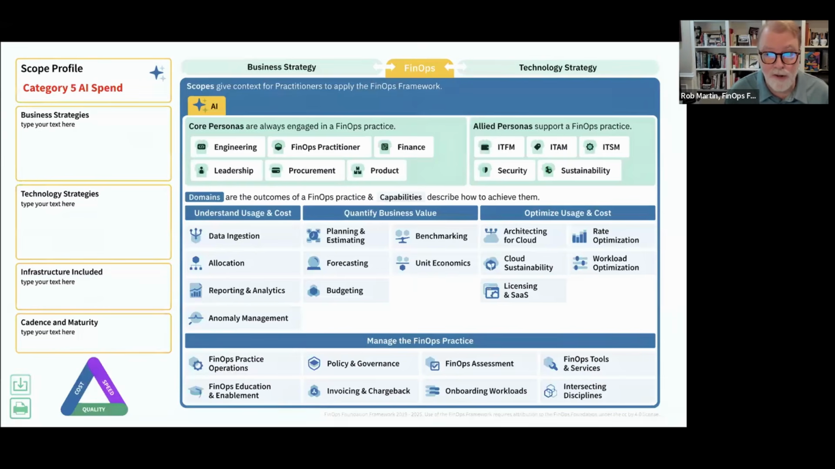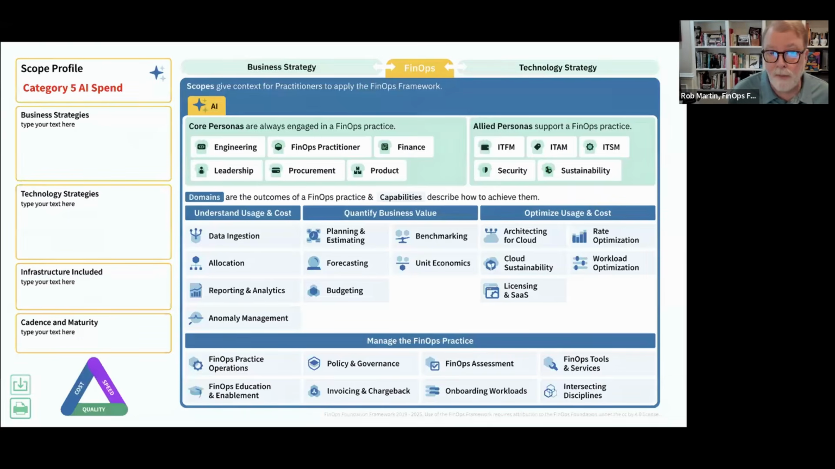What you're seeing on screen right here is a worksheet that was included in the first release of the FinOps for AI training course. It's in the introduction materials, and it allows you to go through and fill out the AI scope that you want to really focus on.